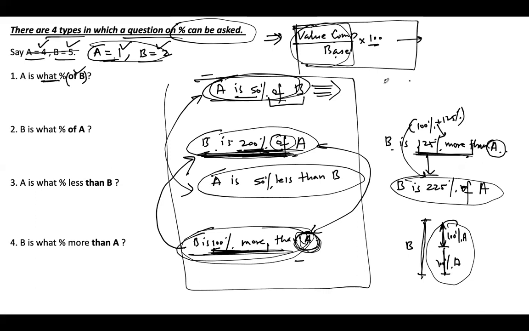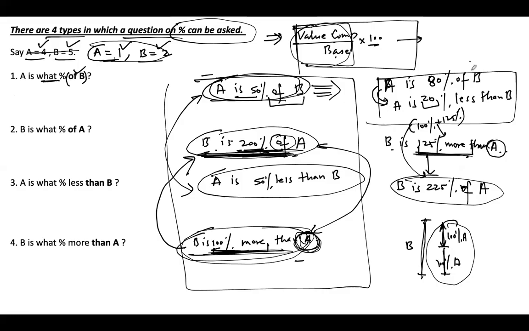Important relation. If I'm saying A is 80% of B, another way of writing this would be A is what percentage less than B? 20%. Since B is 100 and A is 80. If you take this as 100, this would be 80. So there is a difference of 20. So percentage wise, 20 upon 100.